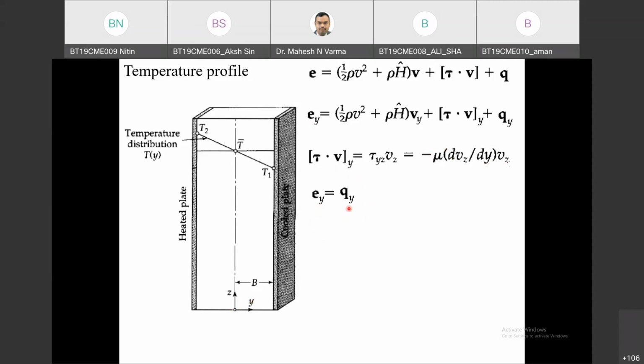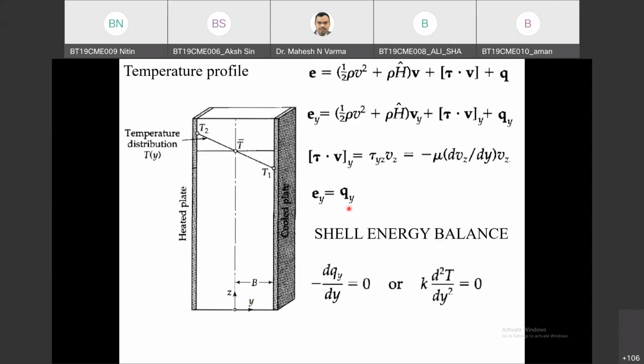So this Qy is given by Fourier law of heat conduction using shell balance approach. So this will be dQy/dy equals 0, minus k dT/dy equals 0, using these two boundary conditions. At y equals minus b, temperature is T2. At y equals plus b, temperature is T1. So this is neglected convective flux. Okay, you can say this is not a convective flux.